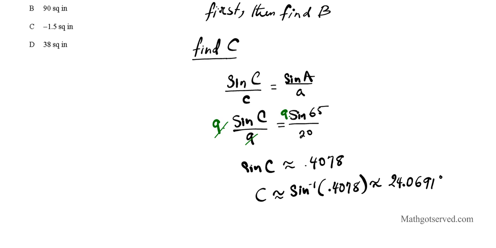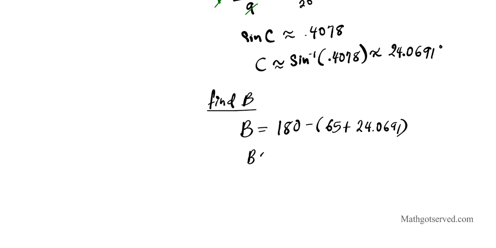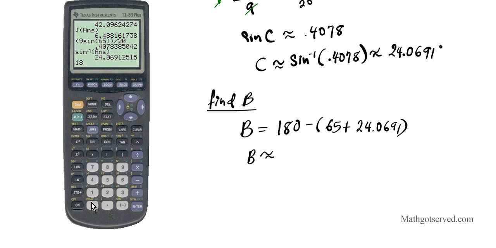We can simply use the triangle angle sum theorem to find it. Okay, so let's do that. To find big B, we're going to use big B equals 180 minus the sum of the two other angles, which are 65 and 24.0691. So big B is going to be approximately, this is going to be an approximation since big C is an approximation also. So I'm going to go 180 minus parenthesis 65 plus, I'm going to call up my previous answer, second function negative, enter, and angle B is 90.9308.